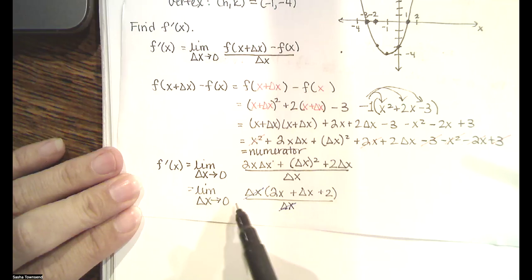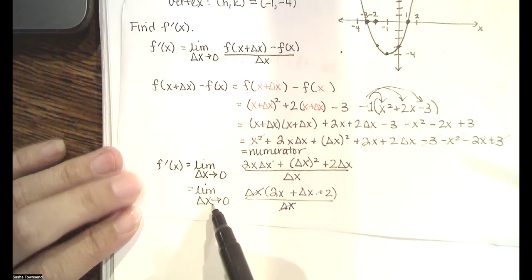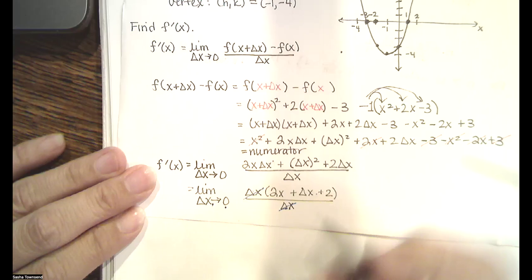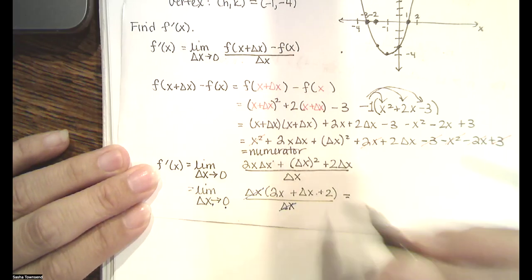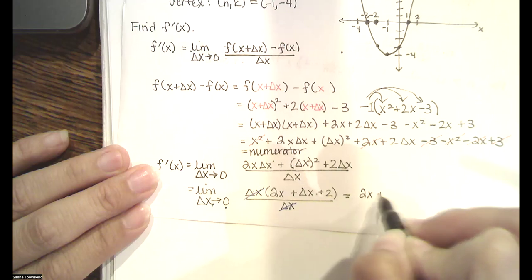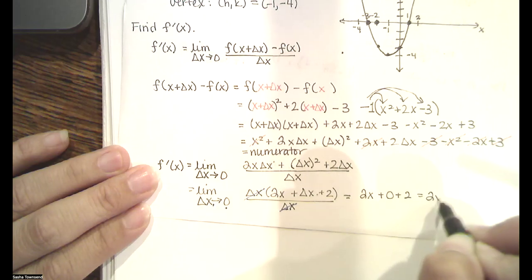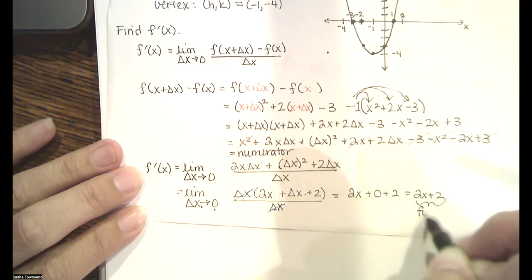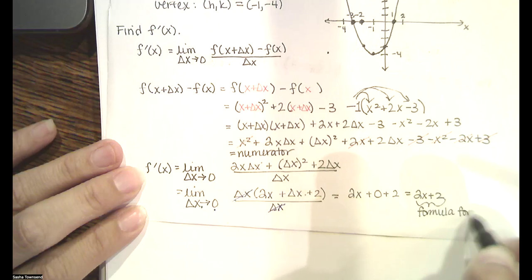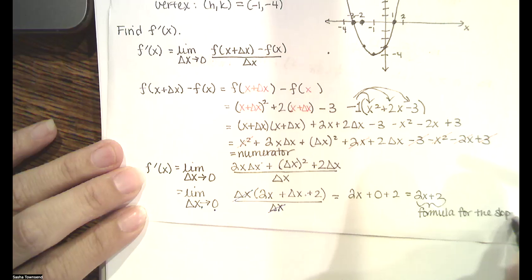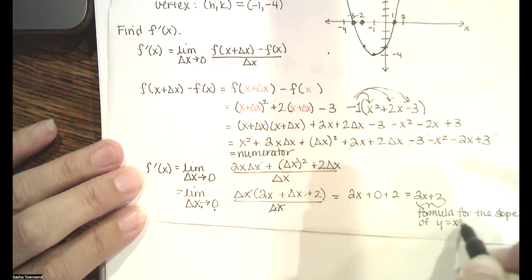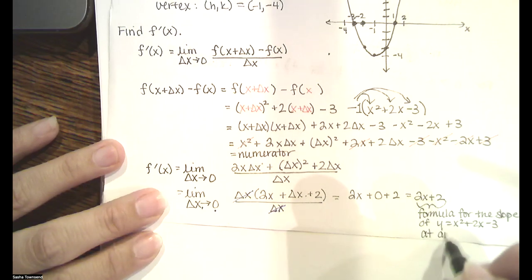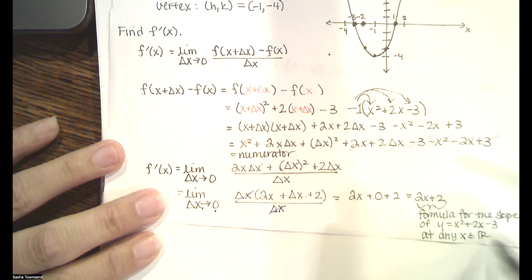And then we say, okay, is the resulting function continuous at delta x equals 0? Can we just substitute in delta x equals 0 here? And it turns out that we can. If we substitute in delta x equals 0, we get a 2x here, plus 0, plus 2, which is just 2x plus 2. And this is a formula for the slope of y equals x squared plus 2x minus 3 at any x in its domain, which is just any real value of x.